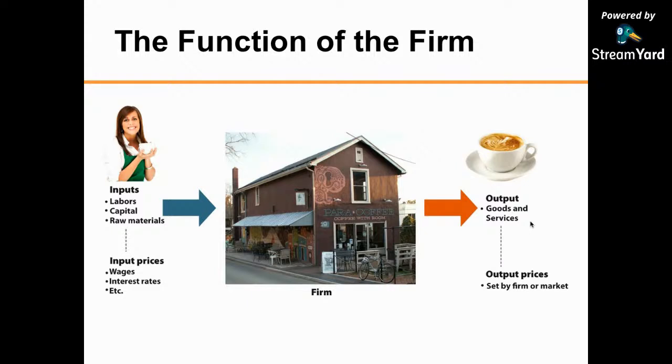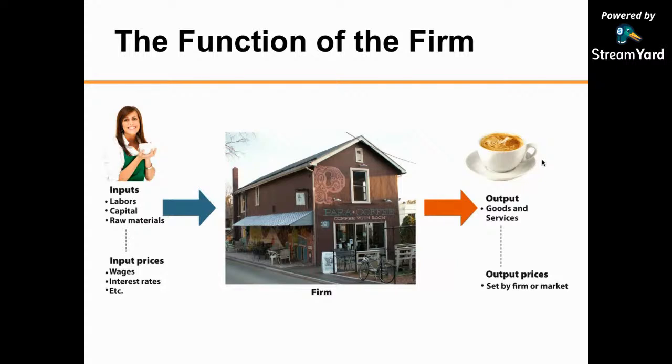So the function of the firm, this is figure 13.6, and this is to help you get into the mindset of the producer. We're really used to putting ourselves in the consumer shoes because we're all consumers every day. But the producer side, that's something that a lot of students struggle with, getting into that mindset. So the basic function of a firm, in this case the firm is this little coffee shop, is to convert inputs, so labor, capital, raw materials, into outputs, which are goods and services, or in this case, coffee.